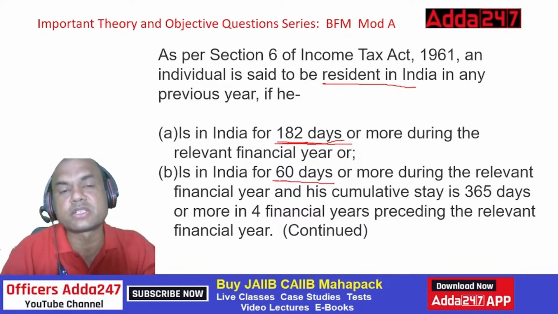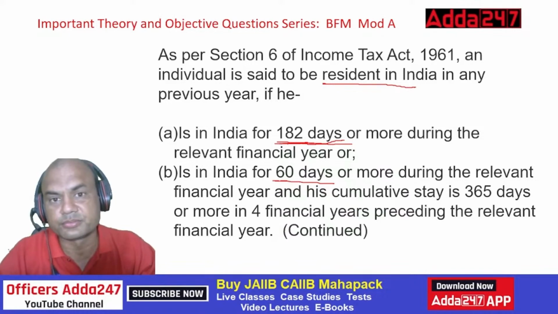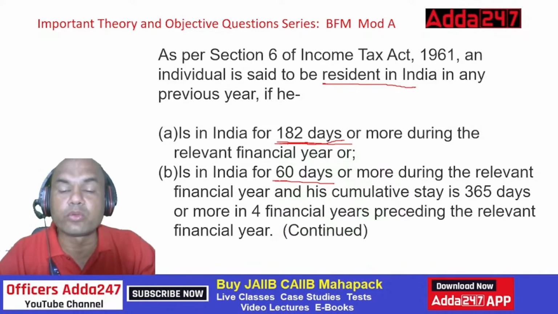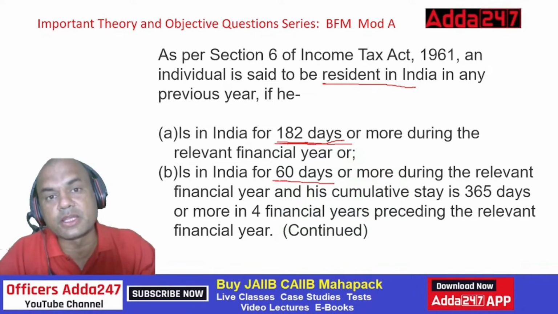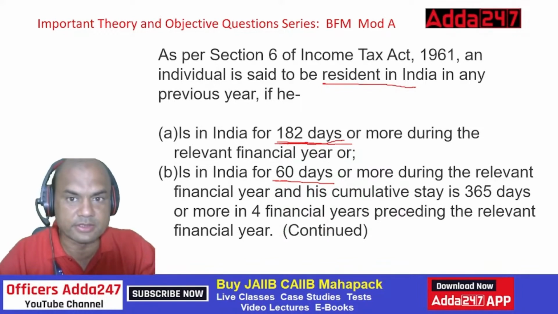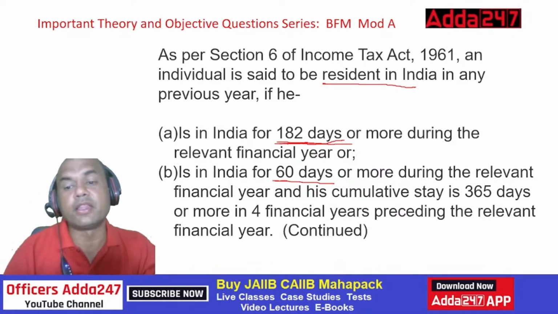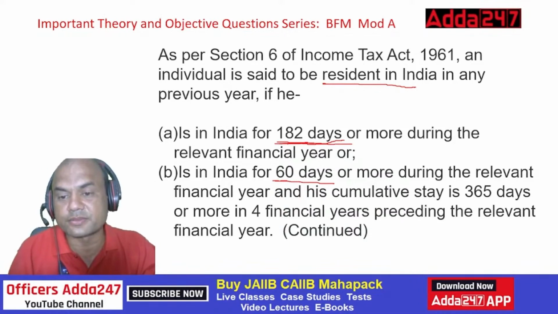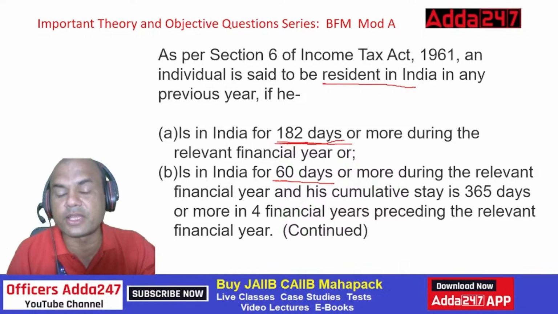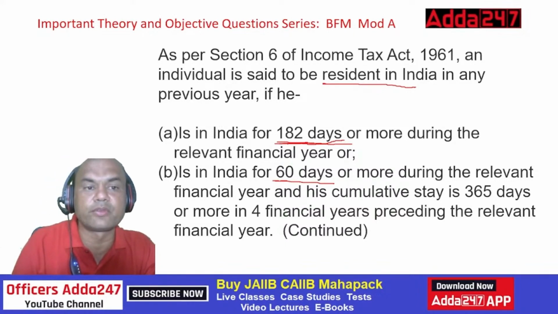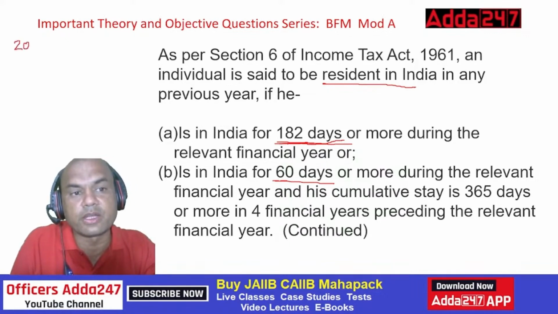Means suppose I want to check whether somebody is a resident of India for 2022-23, that last financial year which is gone. So that person should be there in India for 60 days at least, number one. And has a cumulative stay of 365 days or more in the financial years preceding the relevant financial year. Let me give you an example. Suppose I want to check if somebody is a resident in 2022-23. So in that year, this person should be there 60 days.